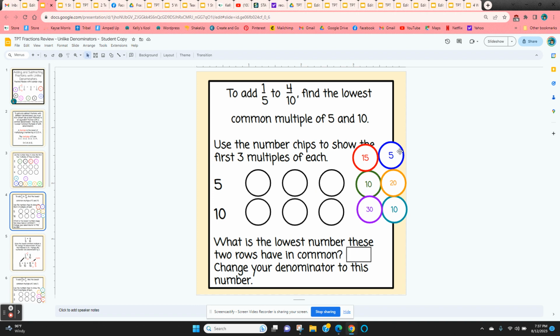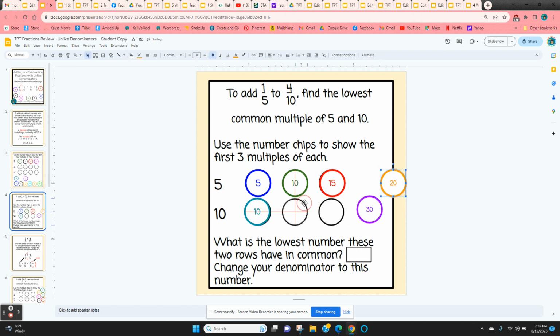Okay, so if we're counting the multiples of 5, you've got 5, 10, 15. Multiples of 10 would be 10, 20, and 30. So once they've got the multiples on their slide, they can look and see what is the lowest number they have in common. So it would be 10. So they're just going to type in a 10 here.